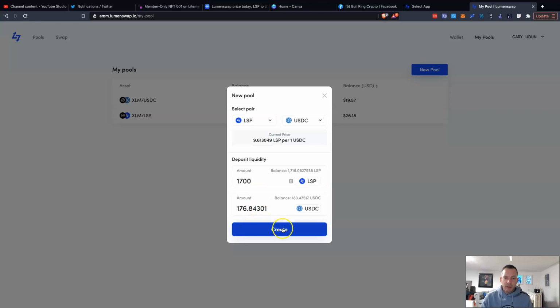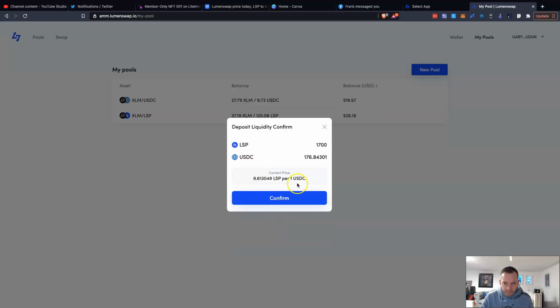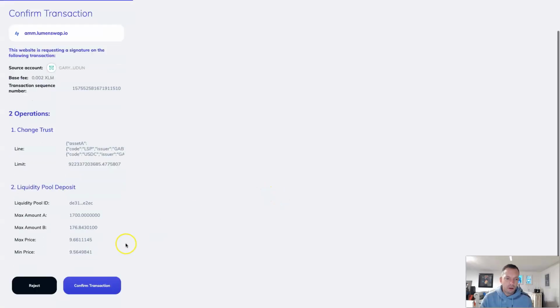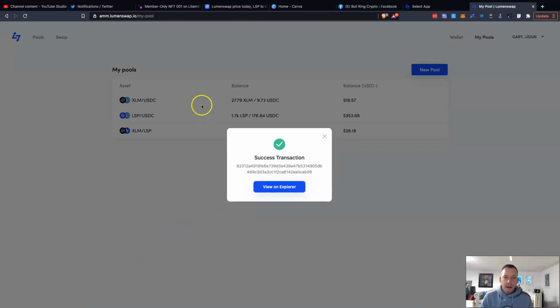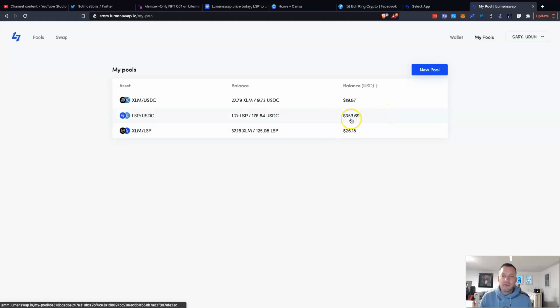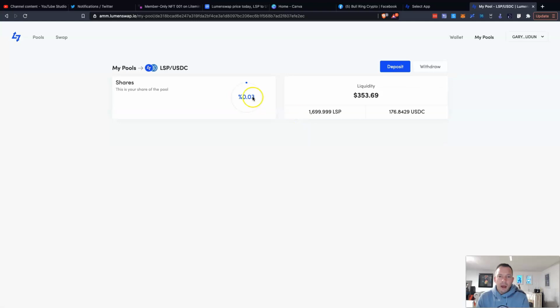Okay, so we're going to create this position. We're happy, confirm. Waiting for the signature, come down, confirm signature, send it to the network, and that's done. And now it's appeared, so we don't need to view it on the Explorer. We've got 353 bucks worth. So we're going to come onto here. And now we've got 0.03% of the pool. This is exactly what I wanted.